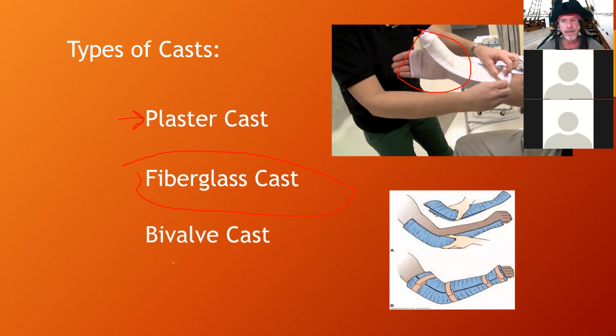There's a bivalve cast. This one is nice if you're having issues like compartmental syndrome, or you have an infection, because this is a regular plaster cast, but it's cut in half and sealed with Velcro straps so that you can take it off and put it on. That's really convenient.